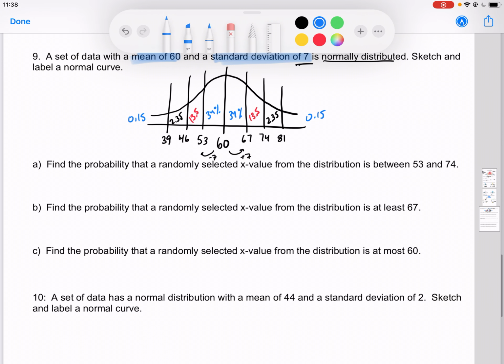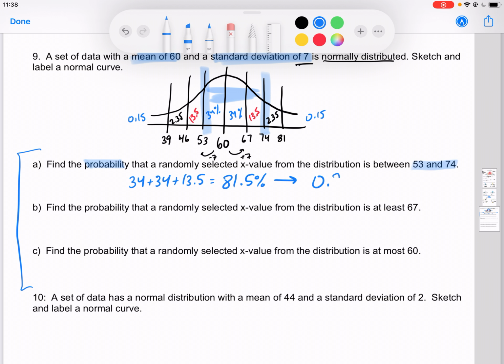So we are just doing these 3 right here with number 9. And notice the wording tells us probability, so make sure it's not in terms of a percent, but a decimal. So we are going to go ahead and find the probability that it's between 53 and 74, so right here. This section in between would just be 34 plus 34 plus 13.5. So you get the 81.5%. But we need to write it as a probability, so we'll put it as 0.815. Let's go ahead to our next one.